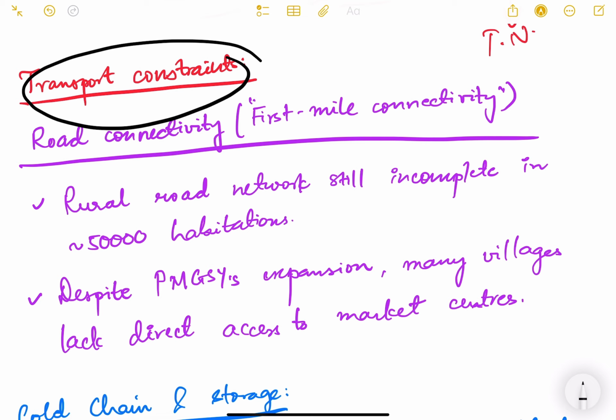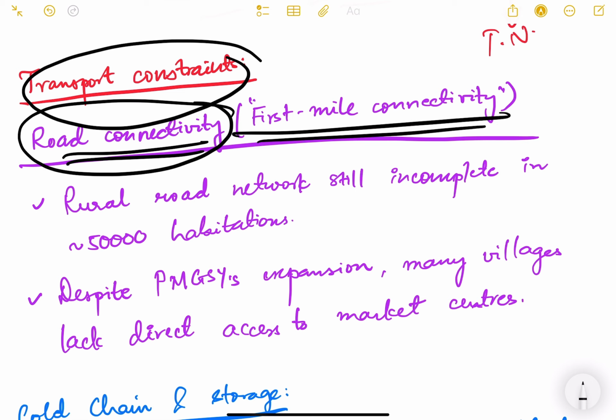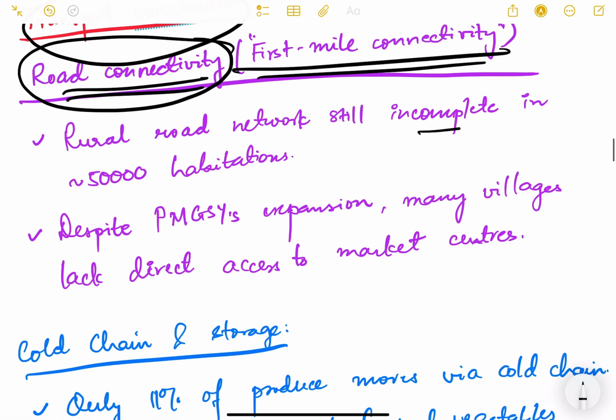So road connectivity is a very, very big problem in our country. First mile connectivity, last mile connectivity, big issue. Still many of our villages are not connected to the mandis with a proper road, and therefore movement of goods in tractors and heavy vehicles is still very challenging. So rural road network is still incomplete.